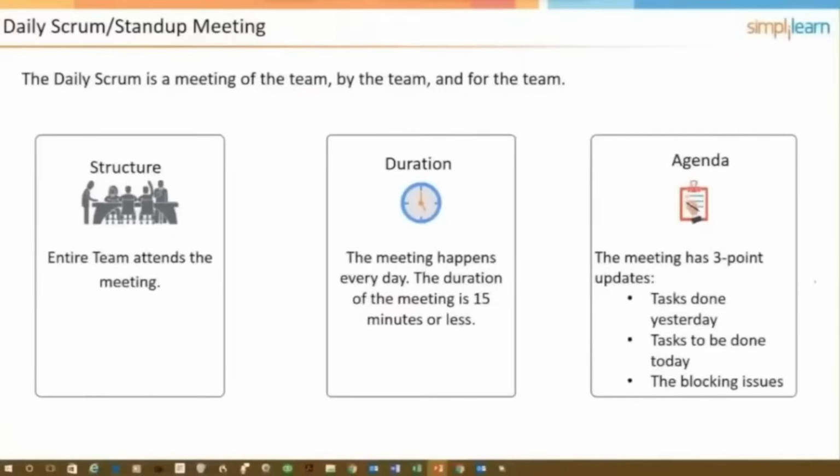And the agenda. What did I do yesterday? What am I going to do today? And what are my impediments?